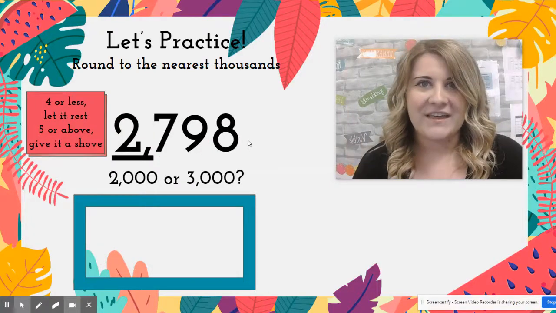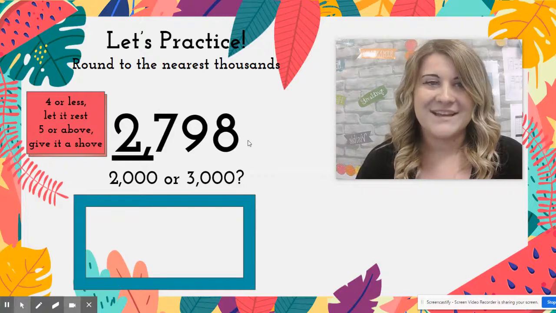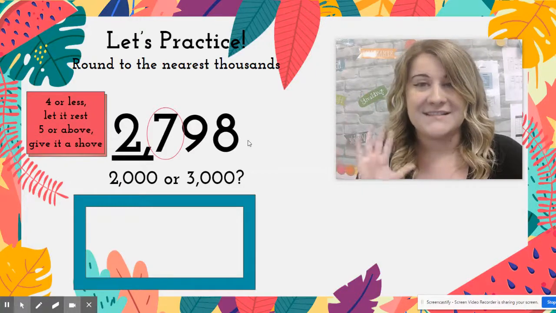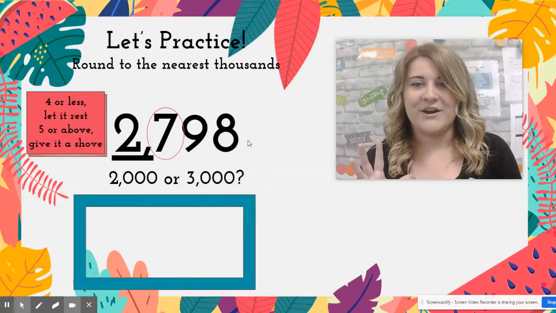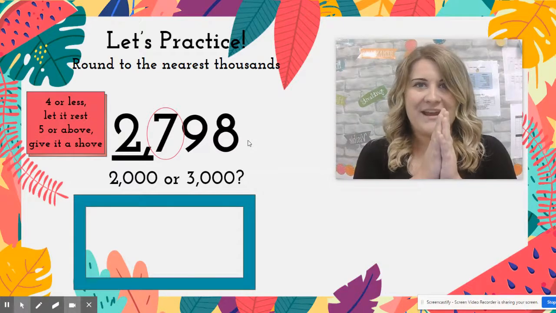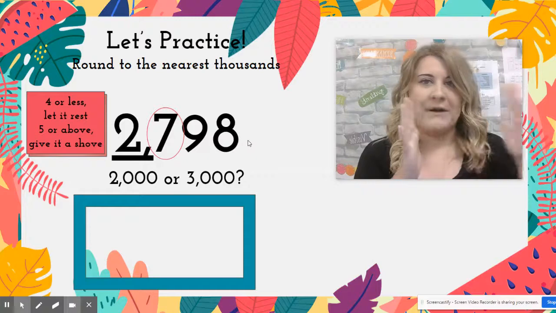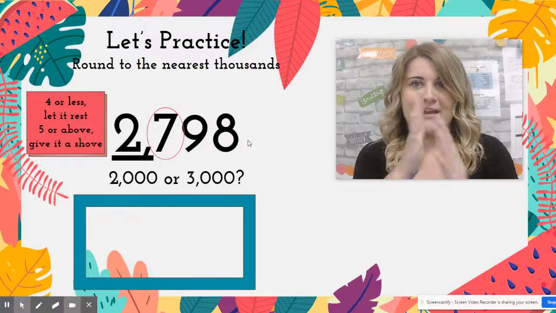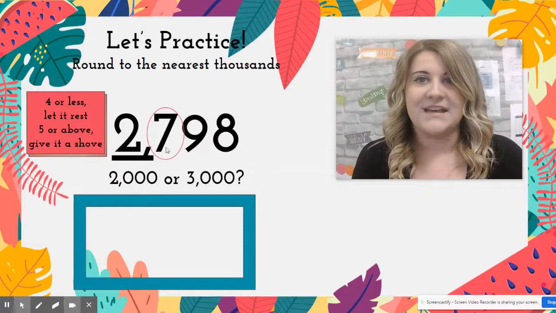We're going to underline the 2 because it's in the thousands place. We are going to circle the 7 because it's in the hundreds place, the BFF. Remember, the BFF is always right beside his best friend, okay? So they're not going to be spread apart. The 7's going to be right there, okay? So the BFF for the thousands place is the hundreds.